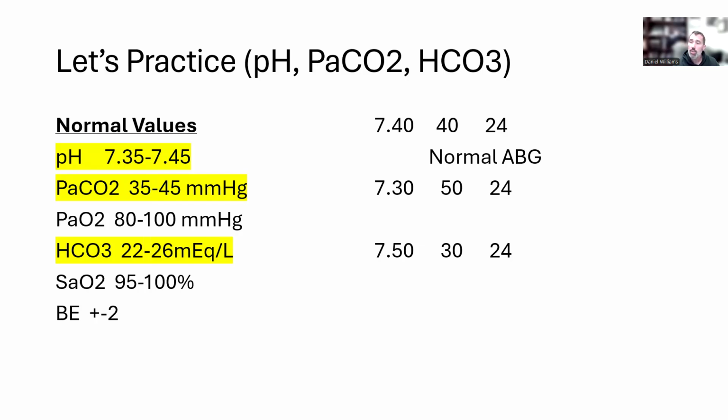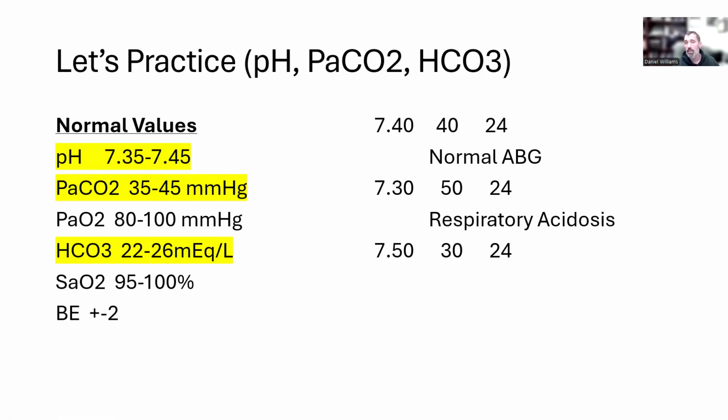Go back to those relationships we talked about. CO2 will be inversely related with your pH, while bicarb will be directly related with your pH. If I look at this PaCO2 value, it is above normal. It has increased. I also have a decrease in my pH. That is likely the causative factor. I'll take a look at my bicarb. My bicarb is unchanged. It's unmoved. It's still 24.